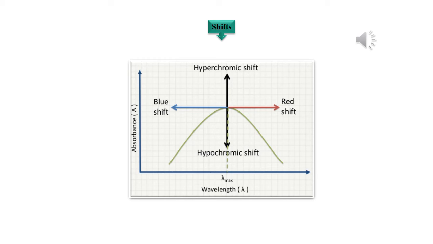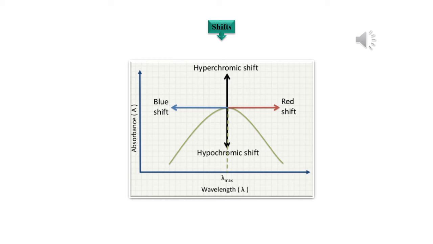Blue shift will have less wavelength and higher energy, where red shift will have longer wavelength and lower energy. Hyperchromic shift will have high intensity color, hypochromic shift will have less intensity color. If the peak moves up, then it is hyperchromic. Hyper means high colored compound. Hypochromic means less colored compound, which is giving the lambda max.